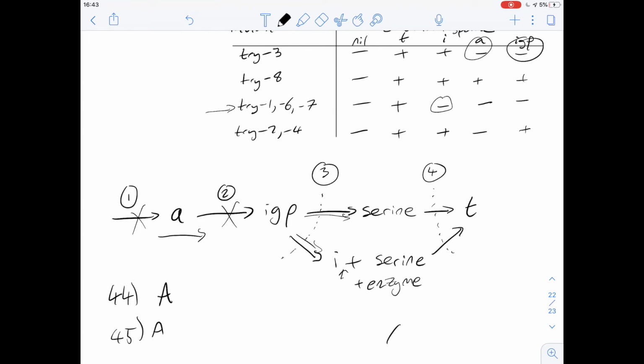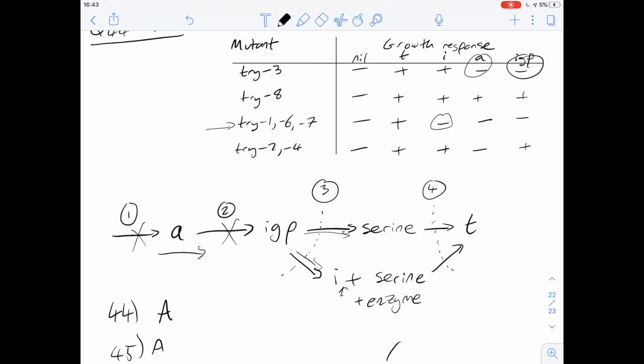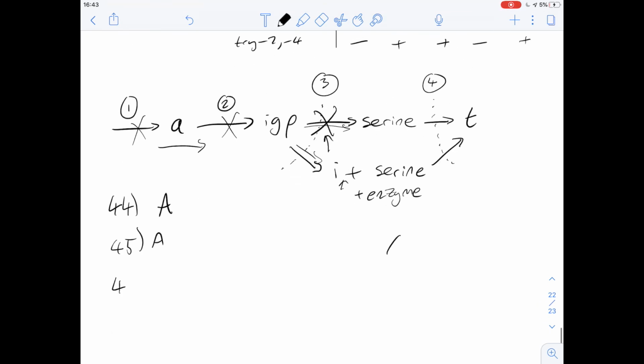We know it's not in the production of A because in the growth medium that only has A, it still doesn't work. We know it's not going to be in IGP or in the production of IGP because in the IGP medium it doesn't work, which means the problem must be at 3 here. Because whenever indole is added, it does work, which means that the problem must be before indole and after IGP. So it must be step 3 then. So that means that the direct issue here is going to be C.